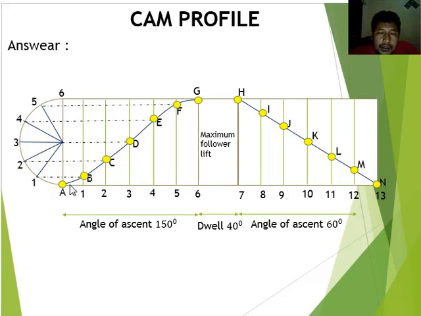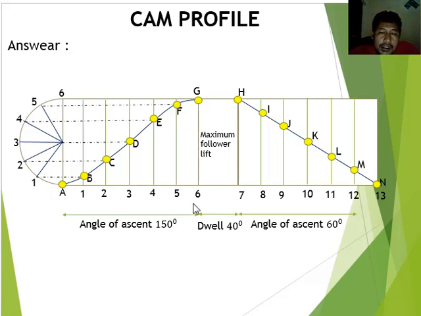After that you have points A, B, C, D, E, F, G. You can draw the curve between each point, like this. This is the follower displacement motion for the simple harmonic motion.